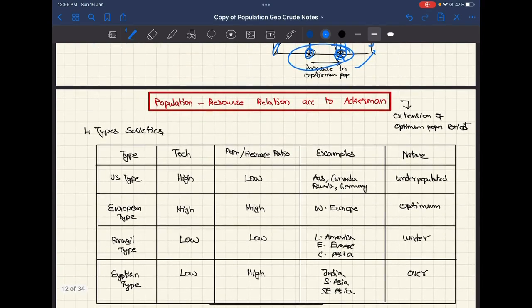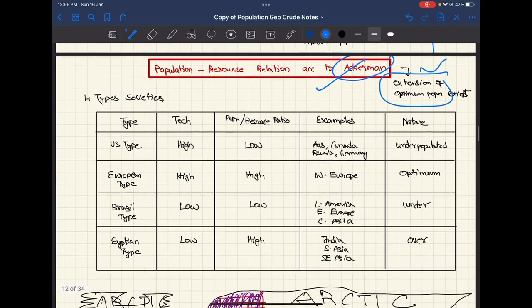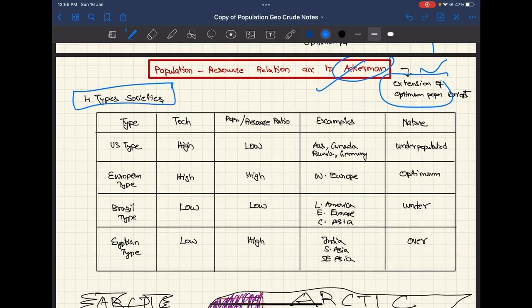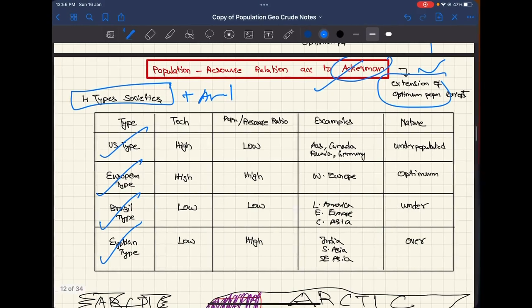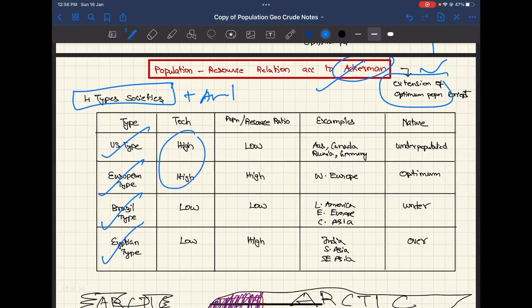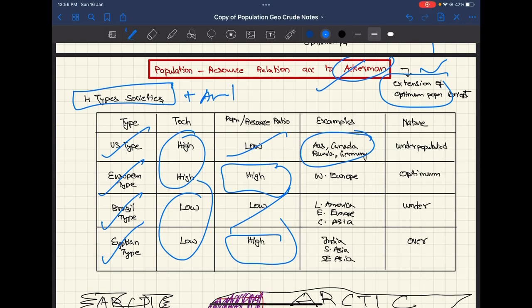Now coming to the population resource relation, according to Ackerman, it is an extension of the above theory. According to him, there are 4 types of societies, 5 if we count Arctic also: the US type, European type, Brazilian type, and Egyptian type. The tech for Europe and US is high. Brazil and Egyptian is low. Population resource ratio is high for European type and Egyptian type, low for the other two. The examples we'll see on the map.